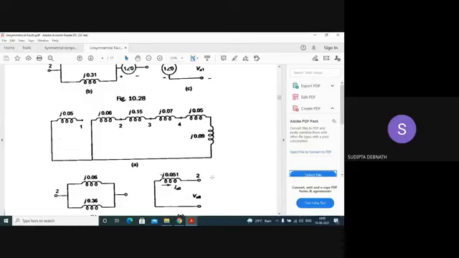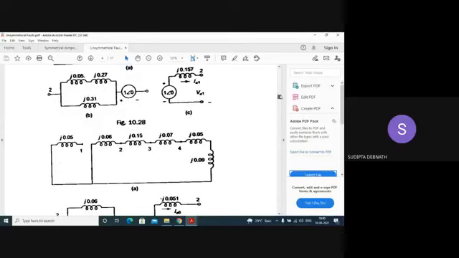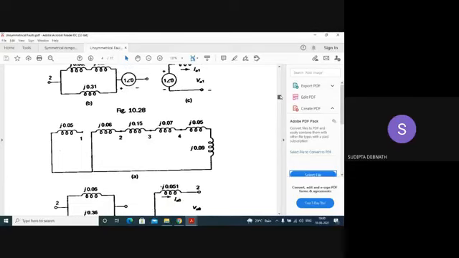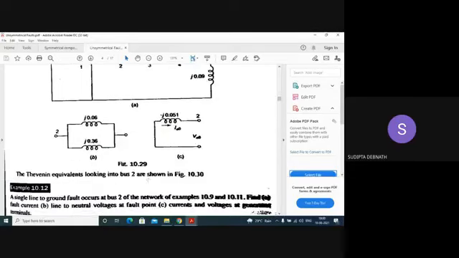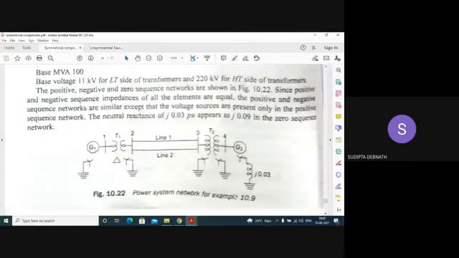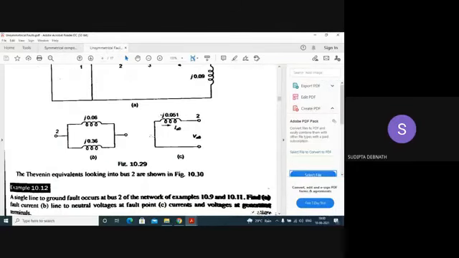Unlike the positive and negative sequence, where both are the same except that in negative sequence there will be no source, zero sequence will depend upon the transformer connection. If this connection were just star grounded, then all the sequence networks would be the same. But here there is a difference. Understand? This is the Thevenin's equivalent circuit.